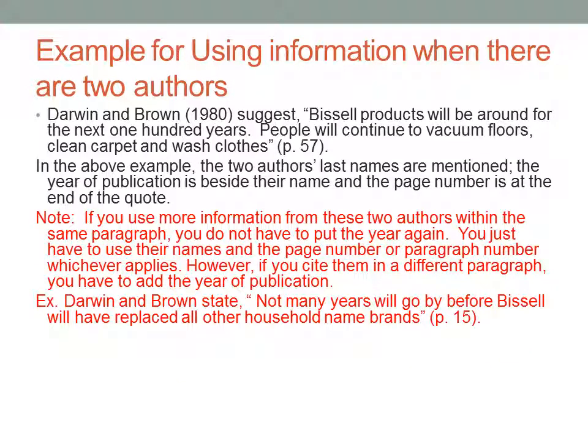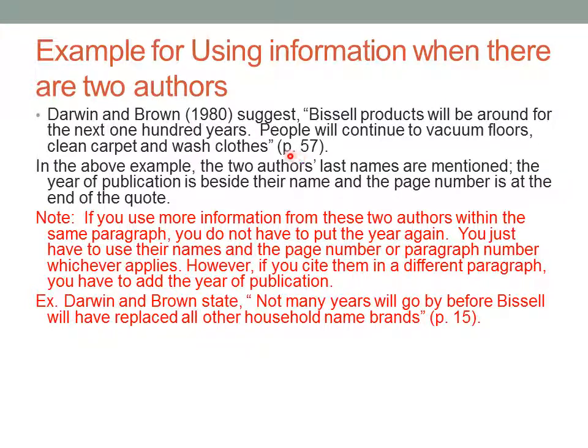Example for using information when there are 2 authors. Okay, this time I'm not going to put a first name because there are 2 authors. So I just use 2 last names, okay, because it gets confusing when you start adding too much. So this time Darwin is writing this article with Brown. So I put both their names and I spell out the word and. I put the year of publication. I put they're suggesting this or stating this or explaining this or proclaim, whatever you want to use. I put the quote in quotation marks because I copied this word for word from these men. And then I put the page number where I got this information from.